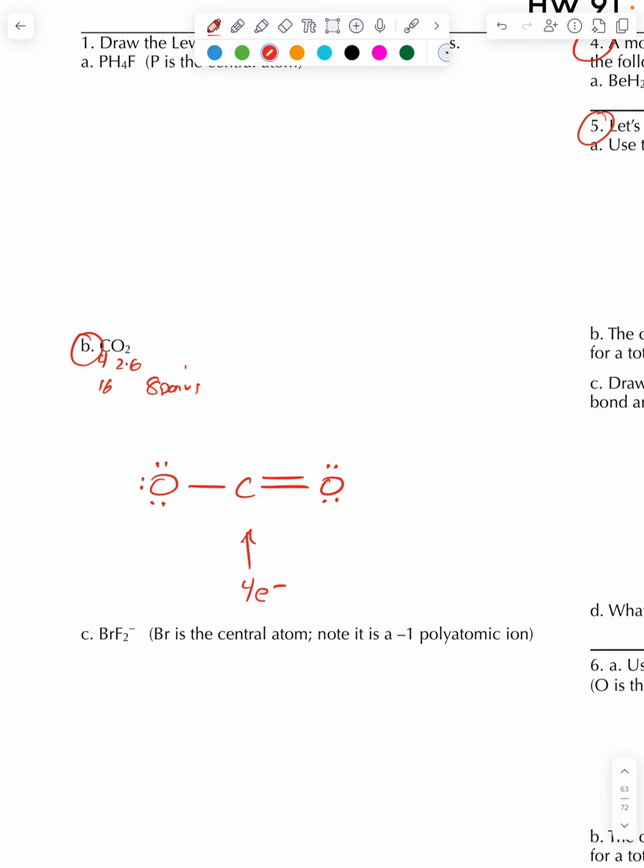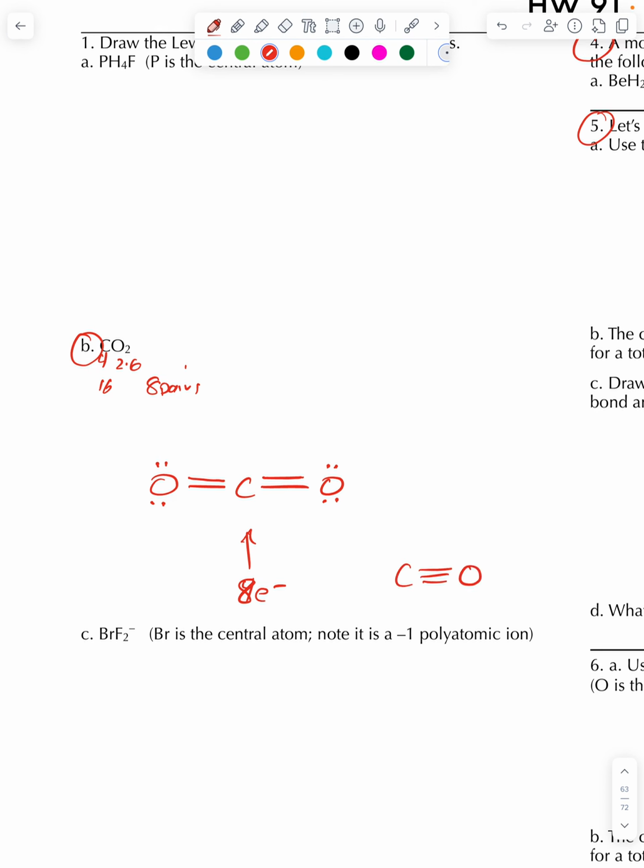Does that give the carbon 8 electrons? No. So let's do the other one. Let's get rid of a lone pair there. Oops, I didn't mean to do that. Let's get rid of the lone pair there. It doesn't have to be the one on the left, but it looks better symmetric. And do that. Now, how many electrons are around the carbon? Now we have 8.